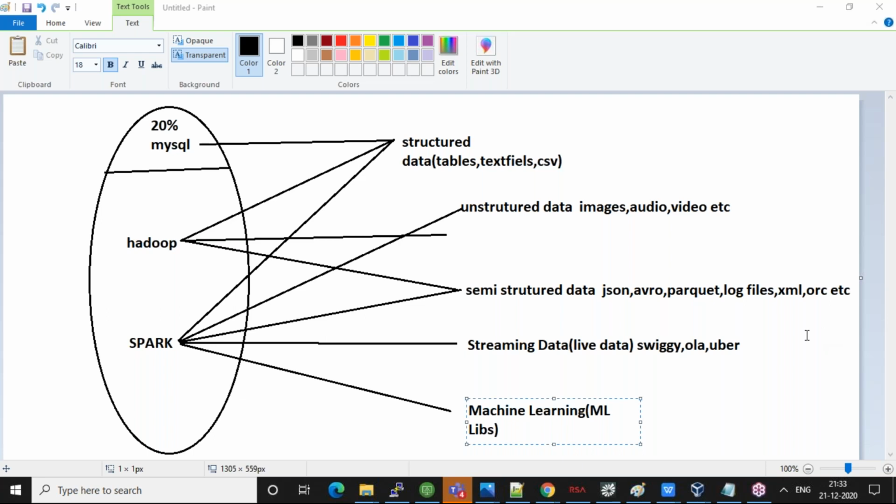Venkat, how does Spark perform? It's a processing engine. Suppose, for example, you have SQL data you want to process. We have a lot of ways to process the data. By using Java, you can use a connection URL, connect to that SQL, connect to that particular table, and write queries.